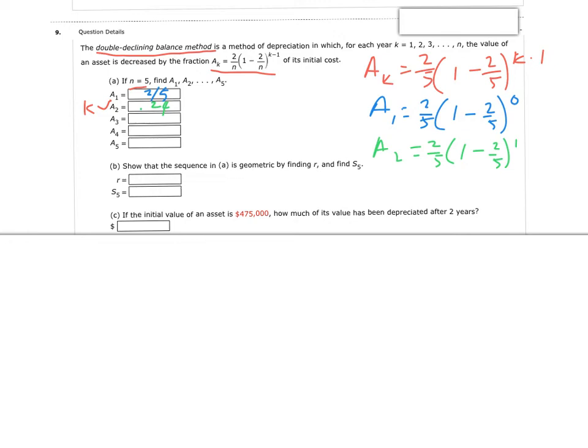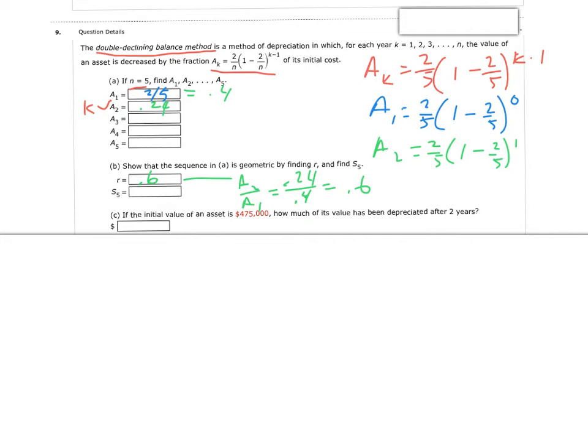Okay, so next up here, it asks me to find r and s sub 5. So what I'm going to do here, first to find r, I'm just going to do a2 over a1 since I already know those. And I'm going to do decimal forms on both of those, so 0.24 divided by 0.4, which is 2 over 5, that's 0.4, so that's why I'm using that. And this comes out to 0.6 for r.